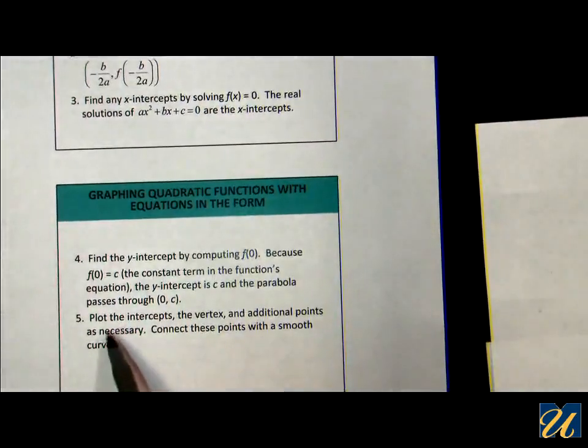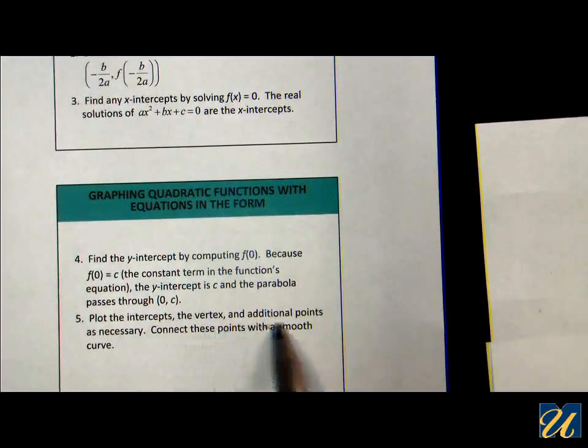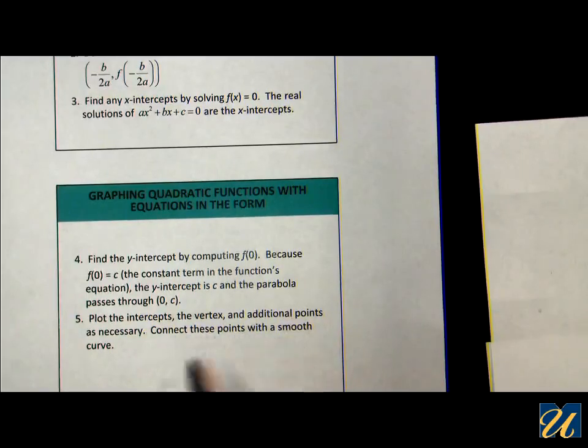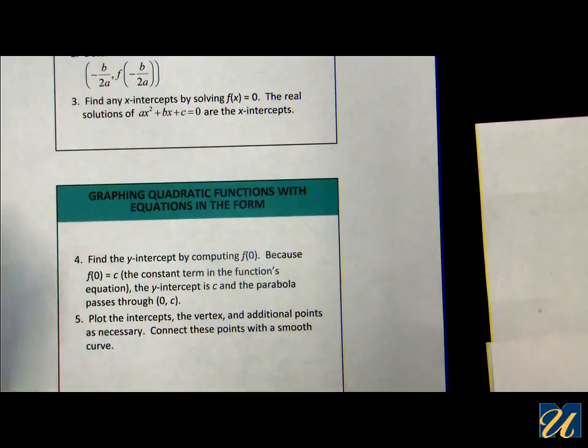Then we'll gather that information, we'll plot the points just as we did before, perhaps an additional point if needed, and then we'll connect those points with a nice smooth curve. So the only difference between the general form and the standard form is the standard form gives the vertex, whereas in the general form, the vertex has to be computed. Otherwise, we're doing the same thing. Let's look at a specific detail.